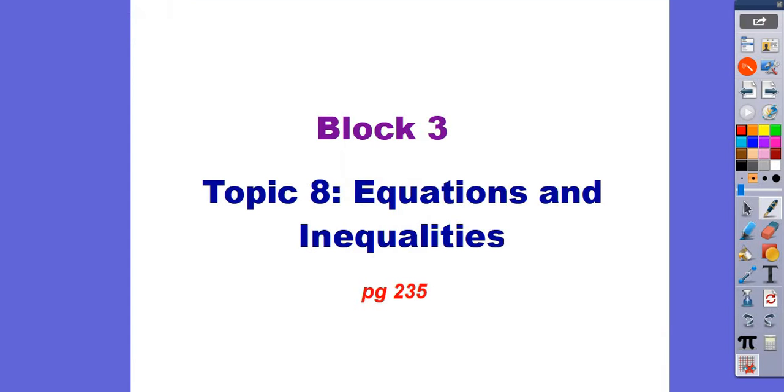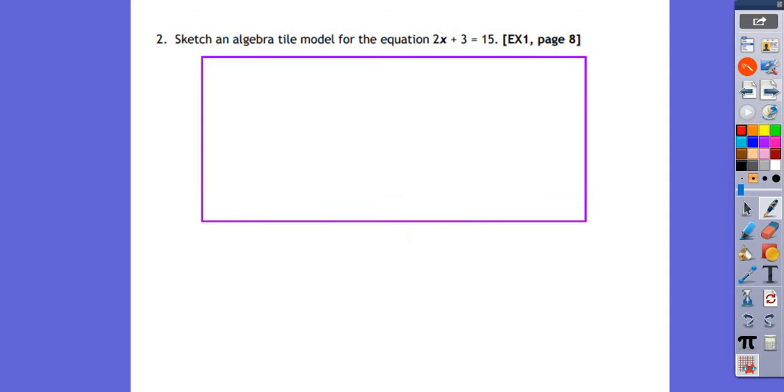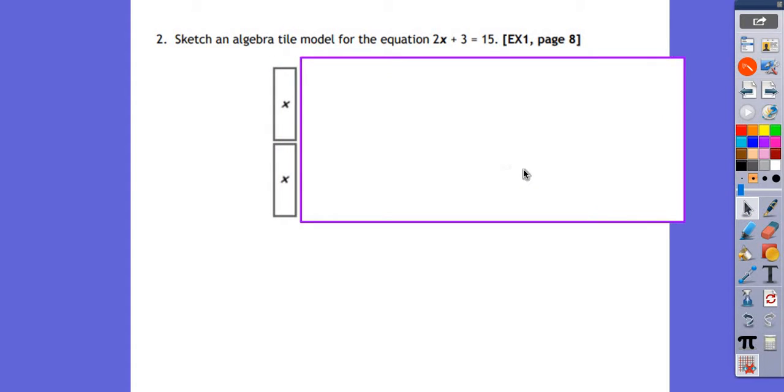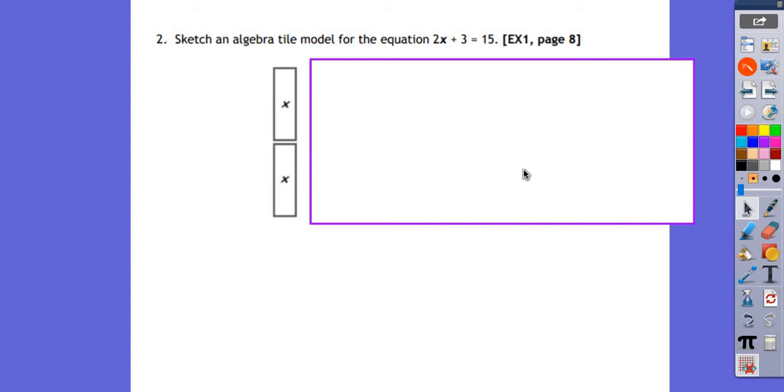So, number 2, they want us to sketch out the problem 2x plus 3 equals 15. So I need to sketch it out with those blocks. So how would I sketch a 2x? Rectangles or squares? How many rectangles? 2. So I'm going to draw 2 rectangles.